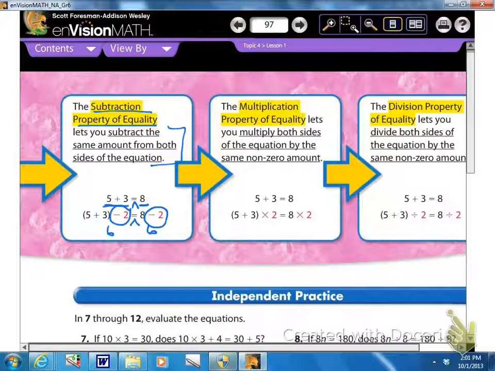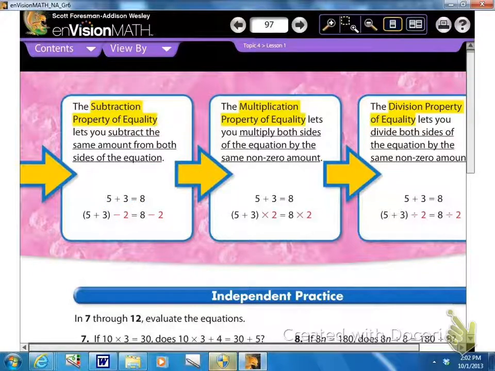So again, I could subtract any amount from this side. If it was 100, 1,000, as long as I did the same thing from this side. I have to subtract the same amount for the equation to be equal still. All right, let's look at another property of equality.